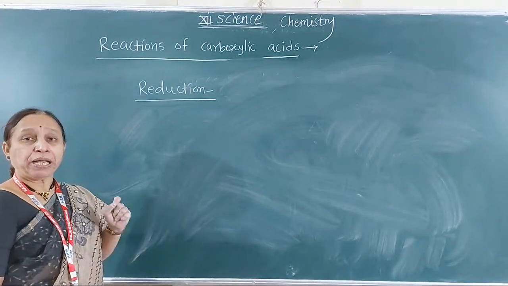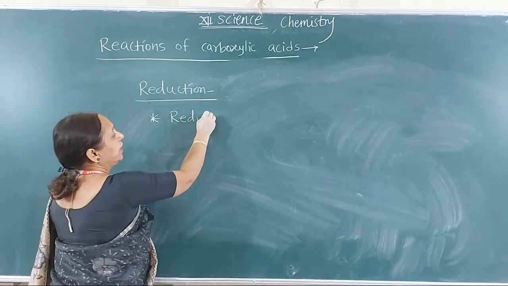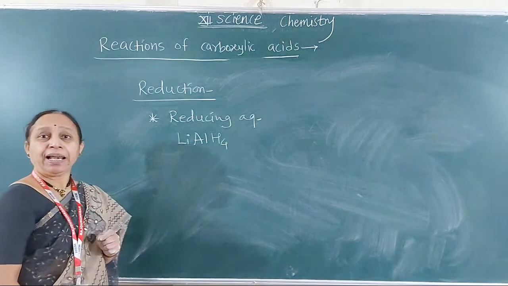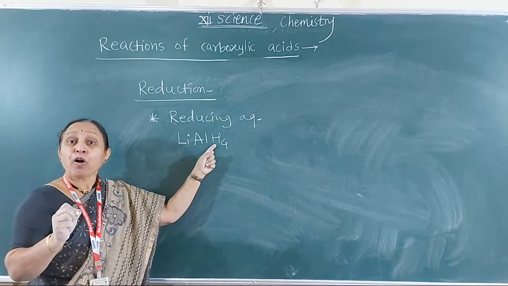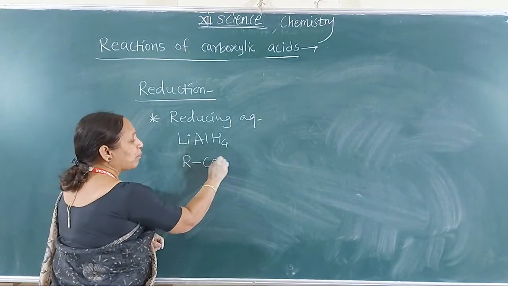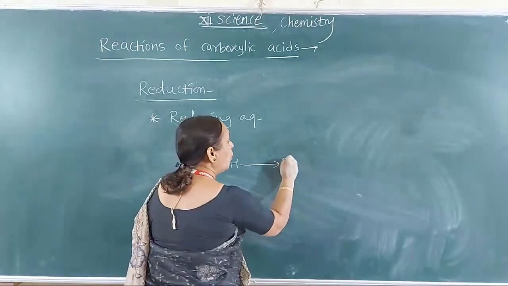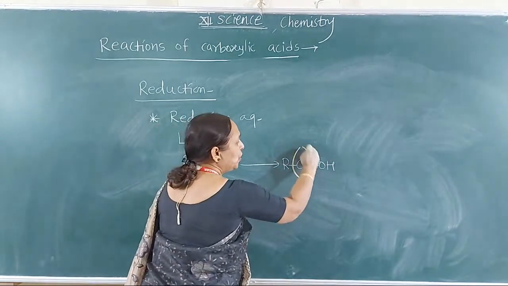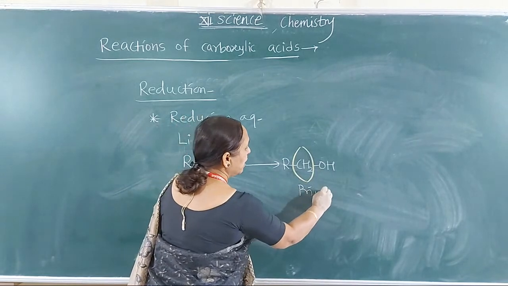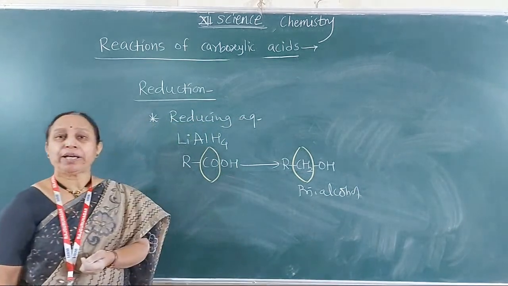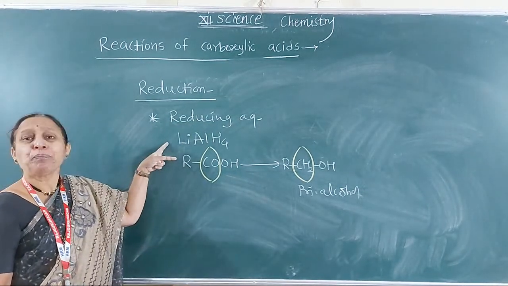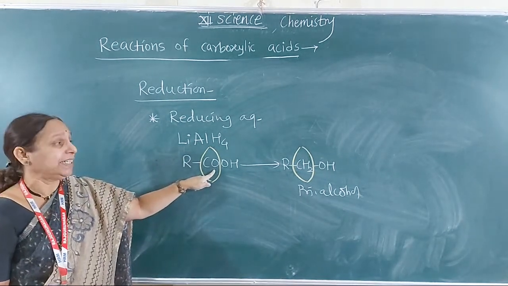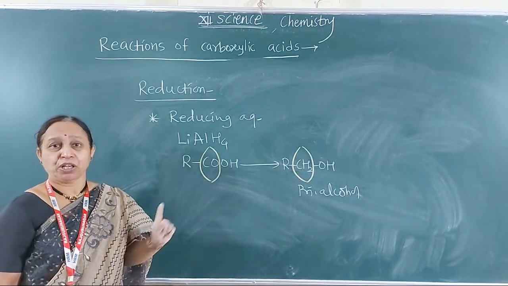Carboxylic acids undergo reduction in presence of a reducing agent. It is a powerful reducing agent, lithium aluminum hydride, LiAlH4. It reduces carboxylic acid to primary alcohol RCH2OH. It reduces the carboxylic functional group to primary alcohol, as OH is present on a primary carbon atom. Thus, remember these 2 important points under this heading. Reducing agent is lithium aluminum hydride and carboxylic acid is converted to CH2OH, the primary alcoholic functional group.